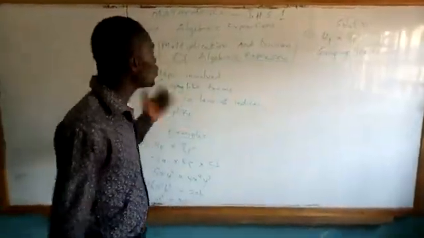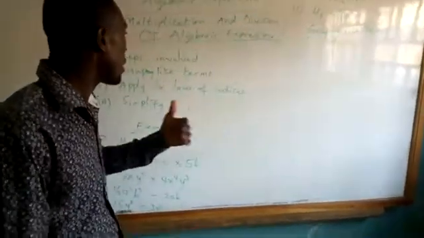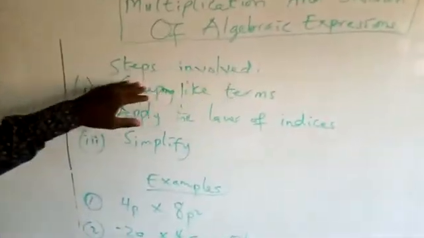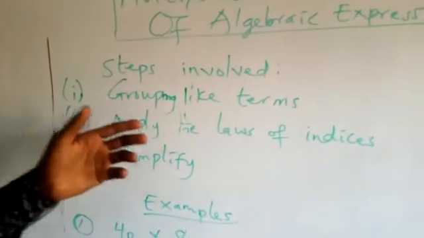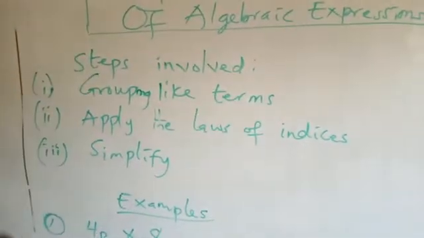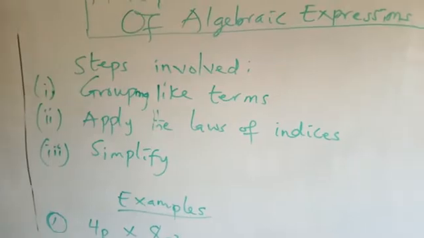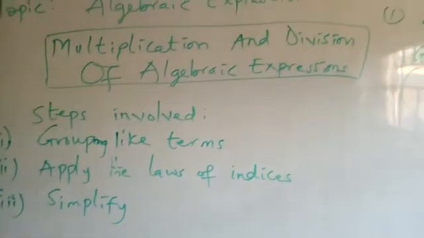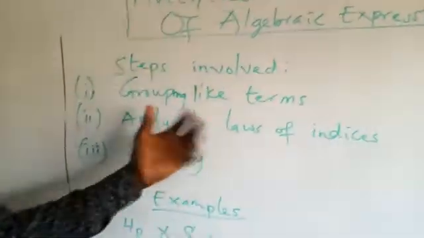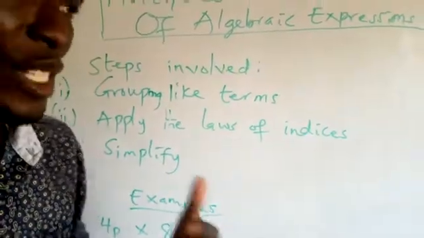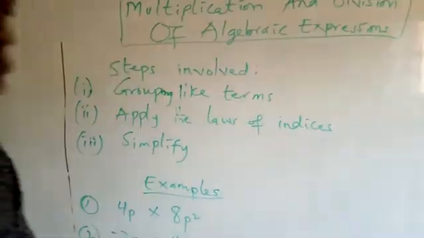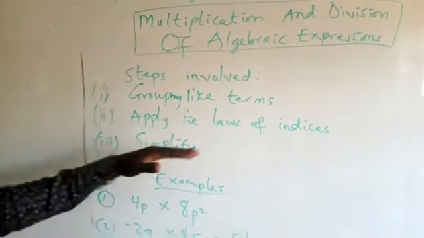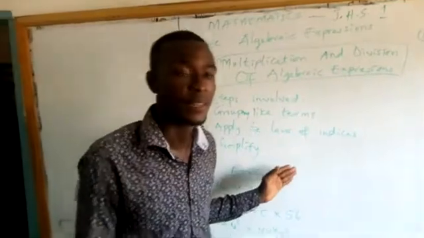Now, how do you go about this? How do you multiply or divide? You first have to group like terms. After you group the like terms, you apply the respective operation, which is the multiplication and division we have at hand. After which you apply the laws of indices, the respective law, be it law 1, law 2, or law 3, as the question demands. After applying the law of indices, you simplify.